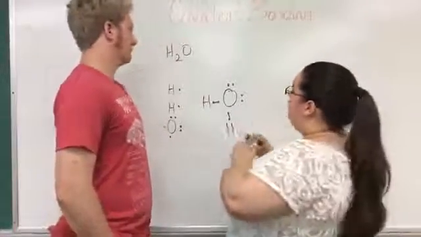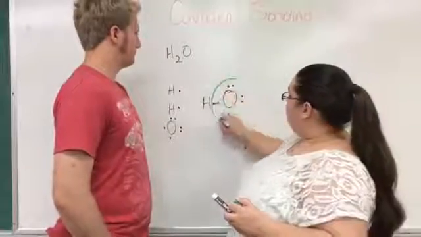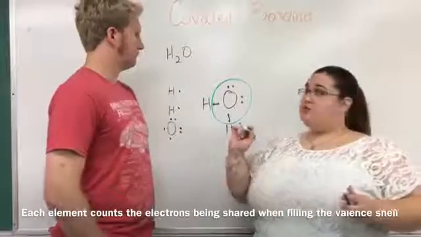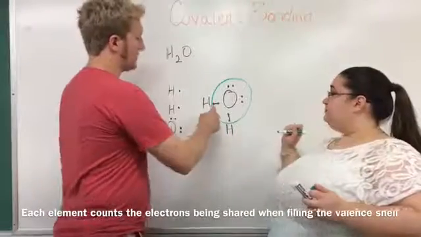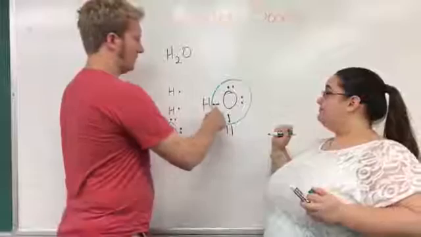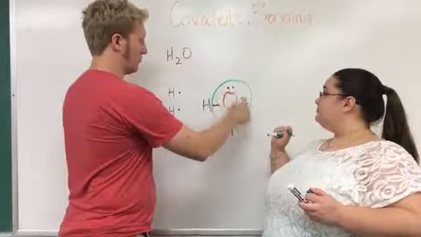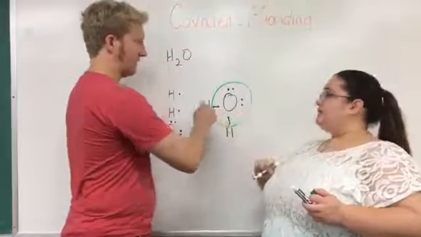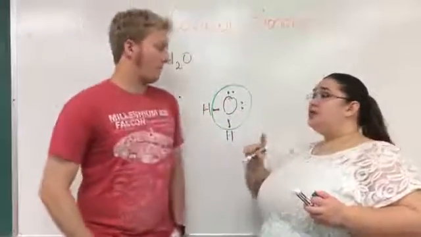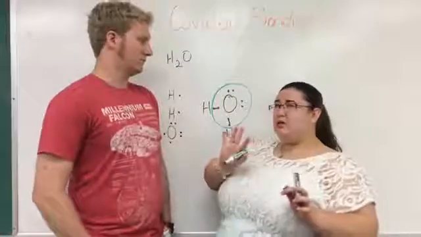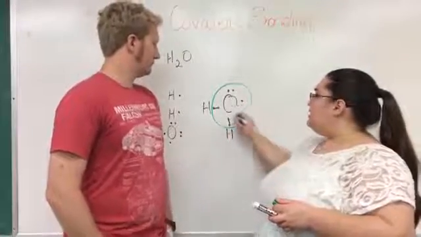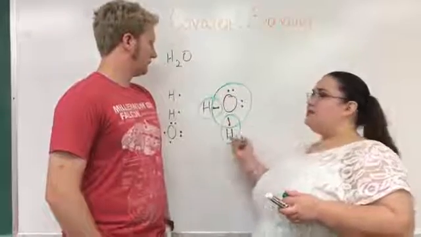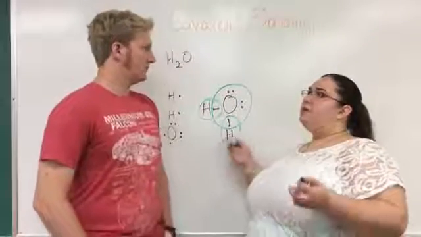If you look at what the oxygen now has, it gets all 8 of those electrons. So you can count: 1, 2, 3, 4, 5, 6, 7, 8. Now our oxygen is 8. This is where it gets a little bit confusing, because these go with the hydrogens, but how many does that make for hydrogen? 2. It only makes 2.